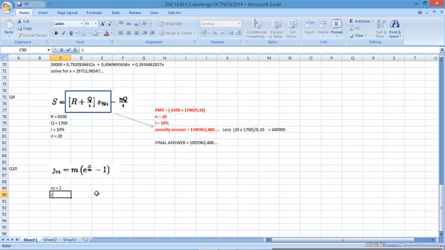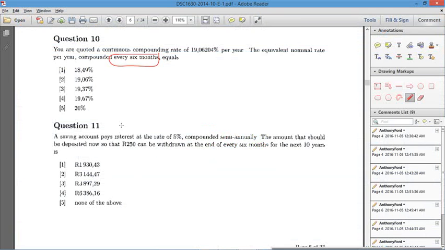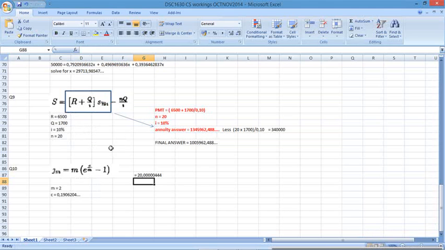Your c value here is the rate, 0.1906204. Your m is obviously 2. Then you minus the 1, close that bracket, and solve. And your final answer is 20, and then zeros, so 20% if I round off. What is that? That's the nominal rate.